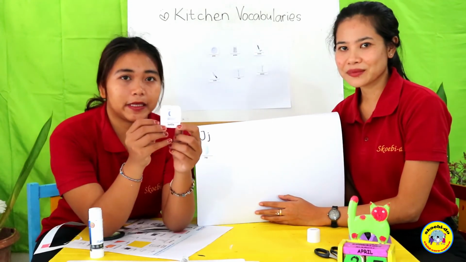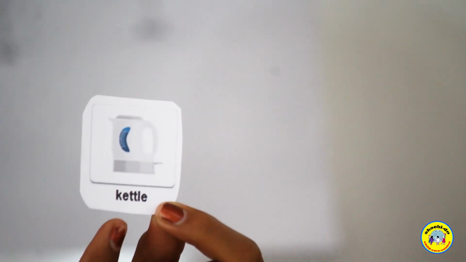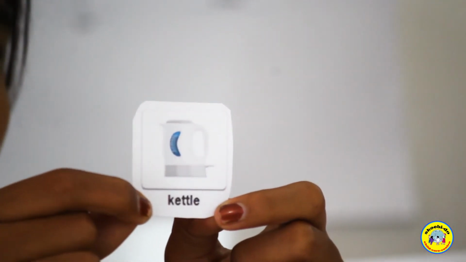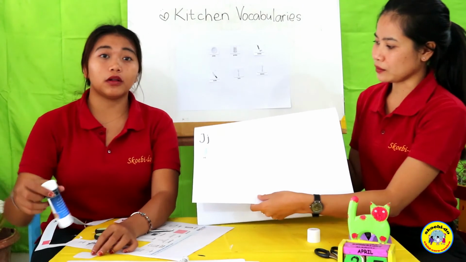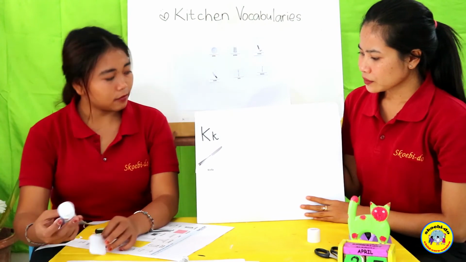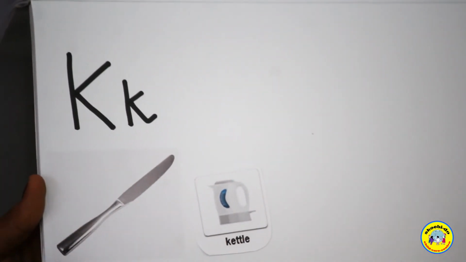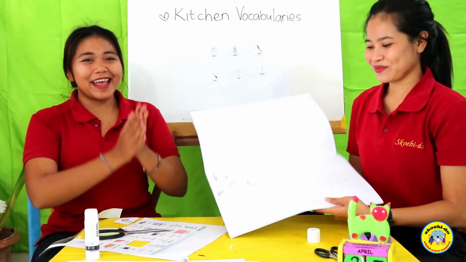Okay, maybe one more. I want to use this picture. Now, do you know what picture this is? Yes, this is a kettle. Do you know what the first letter is? Yes, this picture starts with letter K. So we need to find the letter K on our vocabulary book. Oh, we found it here. Yes, so we already have knife and kettle here. Yeah, that's good, kids.